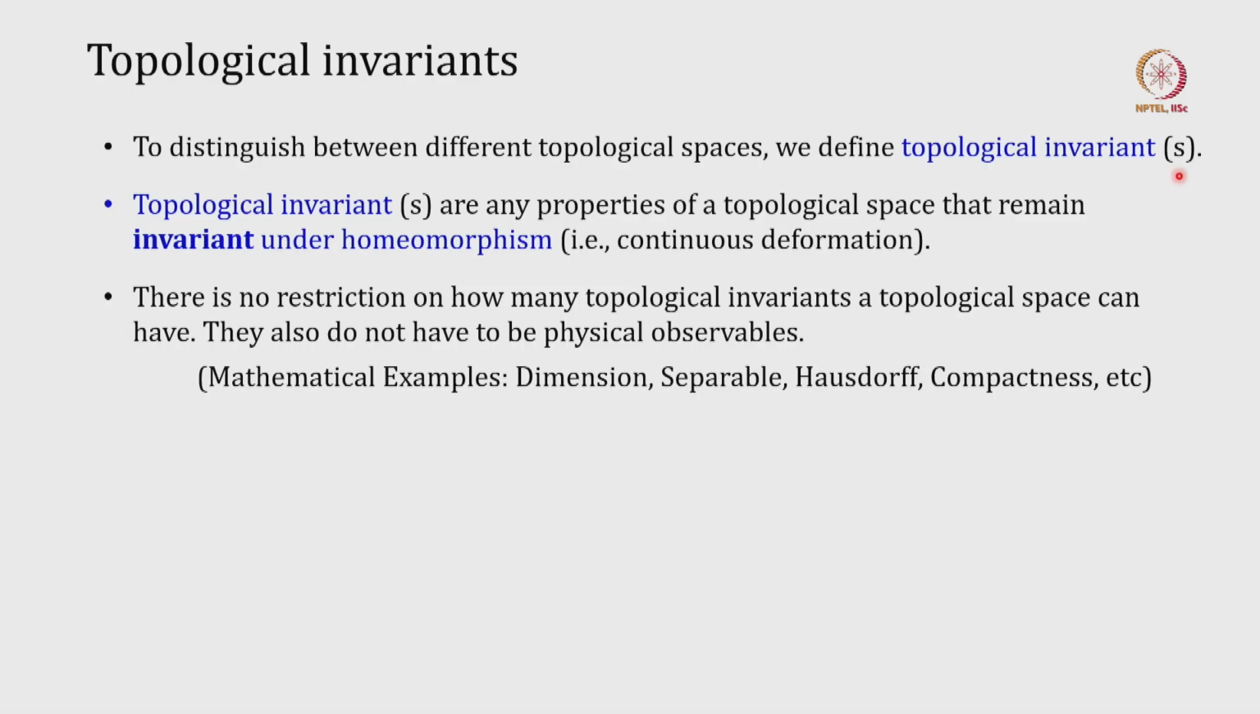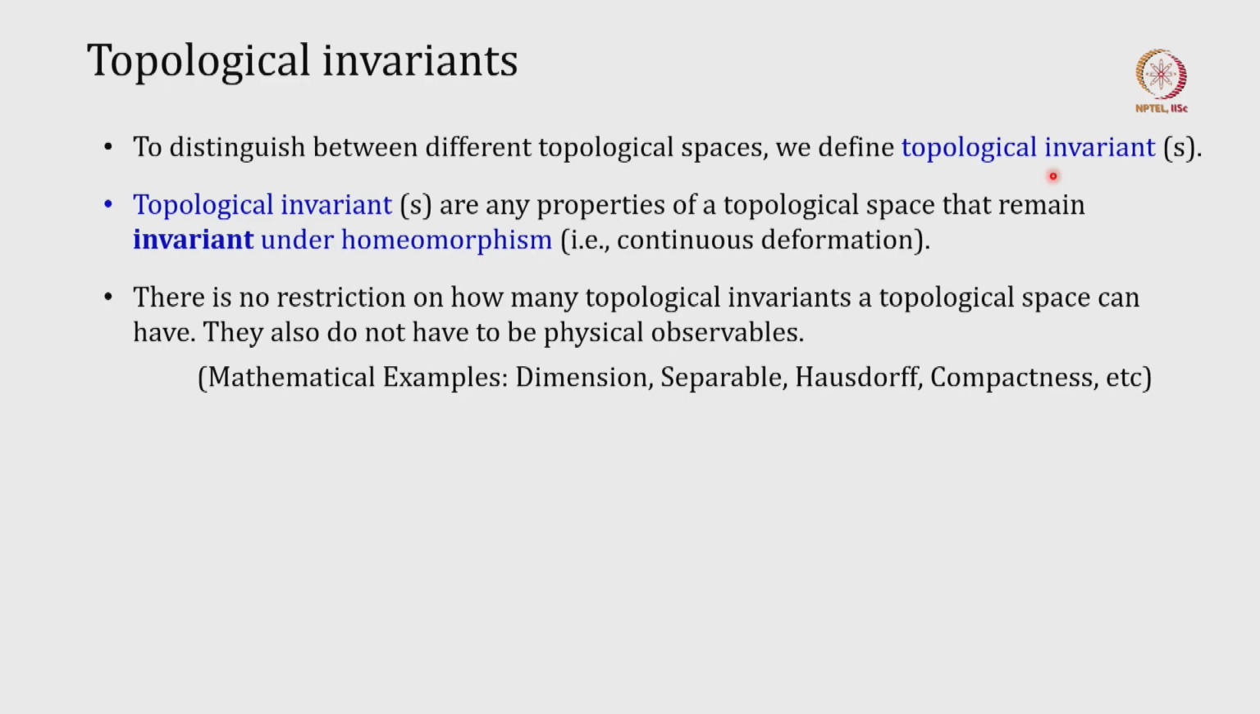The properties that remain invariant are called topological invariants, and those are the invariants which will not depend on the details of the Fermi surface and all, but only depend on whether it is a closed Fermi surface versus an open Fermi surface and so on.